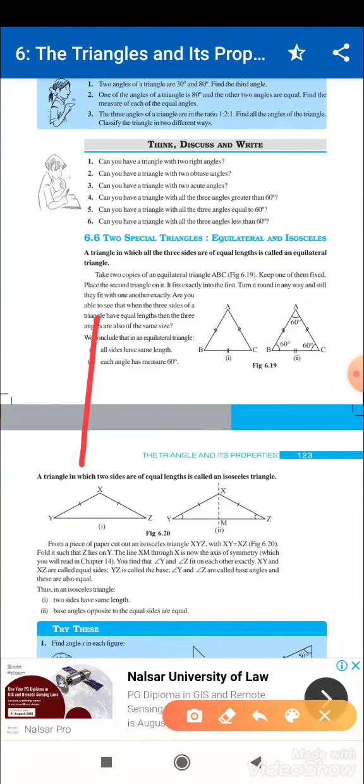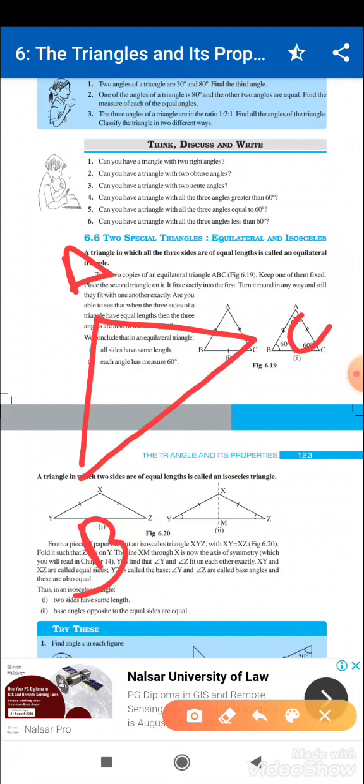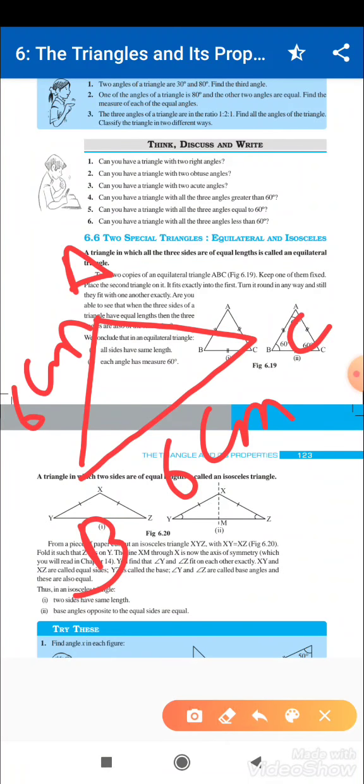Now suppose you have a triangle ABC and the measurement of side AB is 6 cm, and the measurement of side BC is 6 cm.